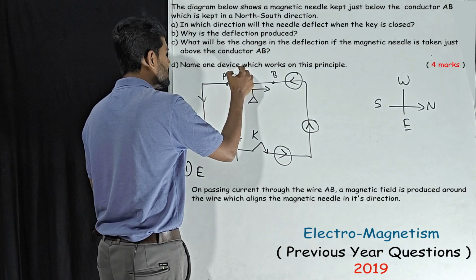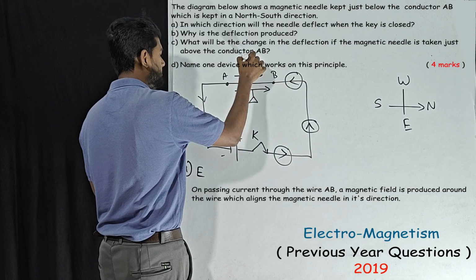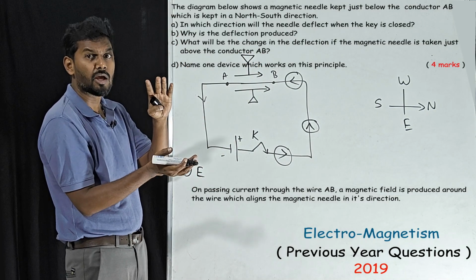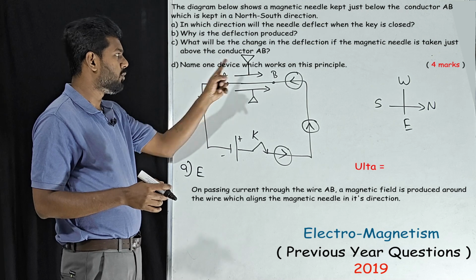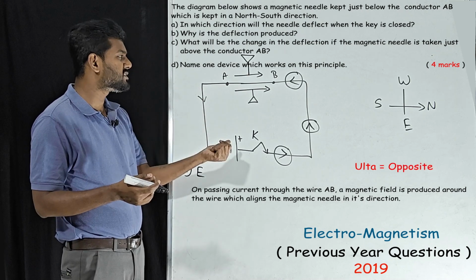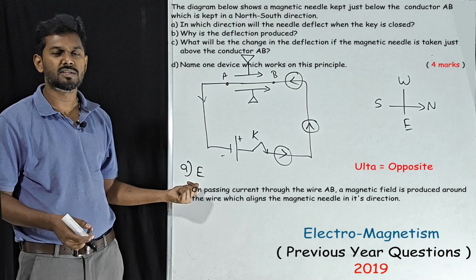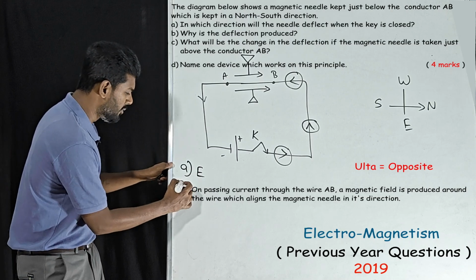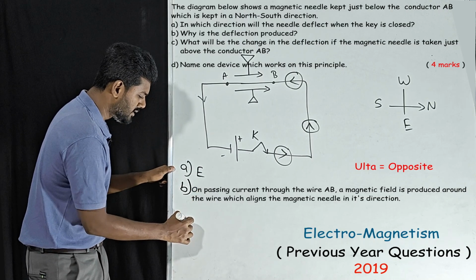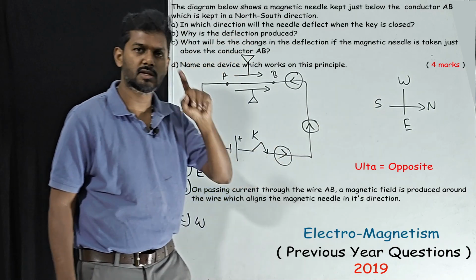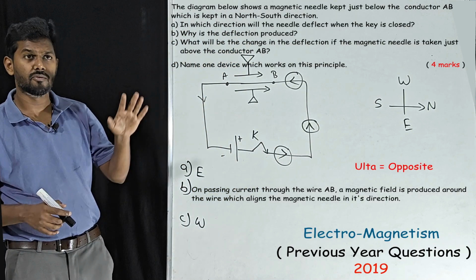Why? Because whenever we talk about keeping the magnetic needle above the coil or above the conductor, it is like this. Okay, we are keeping it inverted. So when it is kept inverted, then the direction of magnetic field will also be inverted. That is nothing but opposite. What is opposite of east? So B is the reason. Then C answer will be west. See, west. That's it. Now we understood this one.